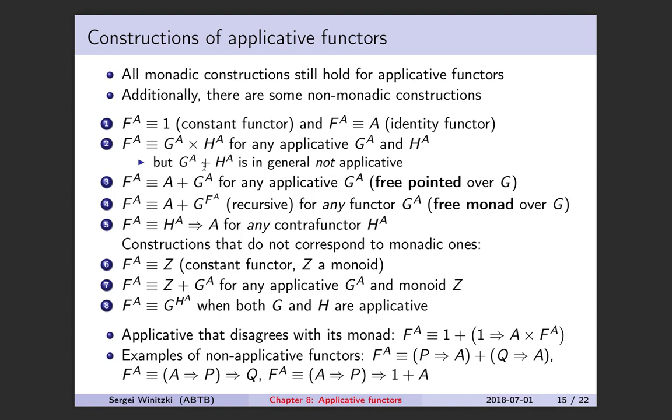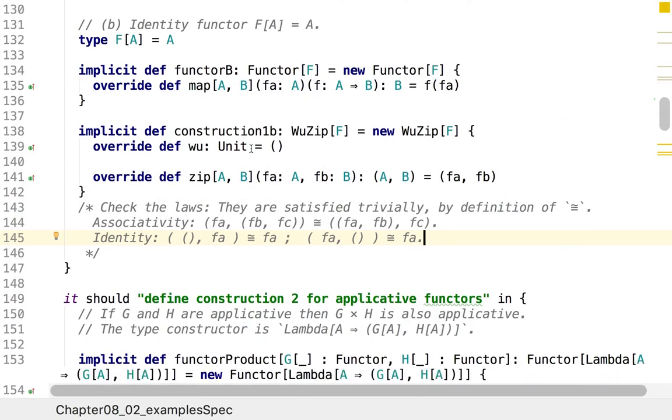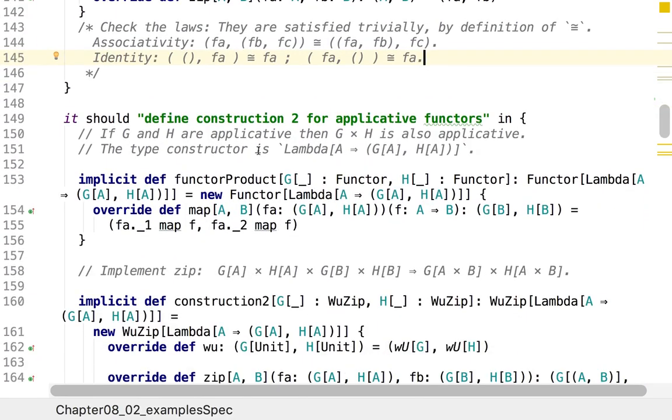However, the sum or the disjunction is not a construction for applicative. So the disjunction of two applicative functors in general is not applicative, and also it wasn't so for monads. We will see examples shortly of non-applicative functors of this shape. So let's look at the code for construction 2.